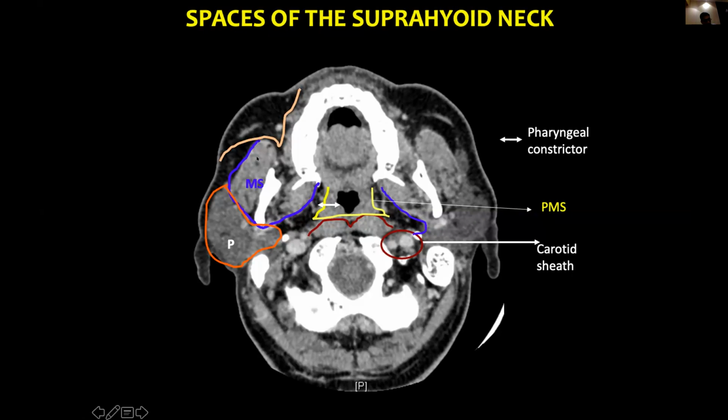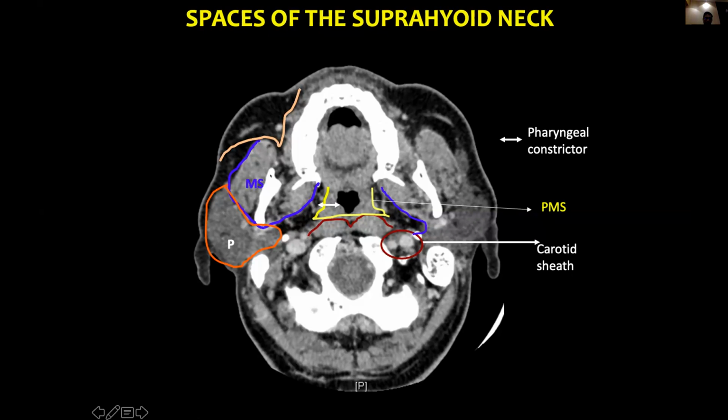Posterior to the buccal space, you have the masticator space. The masticator space has the masseter muscle, the mandible, and the pterygoid muscles. So you have two muscles, that is the masseter muscle and the pterygoid muscles, and the mandible, which forms the masticator space.